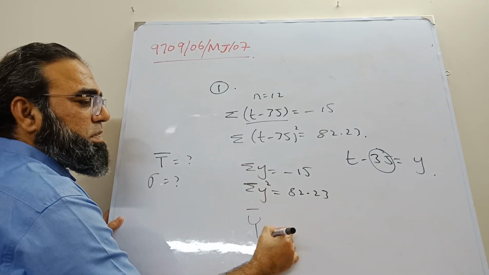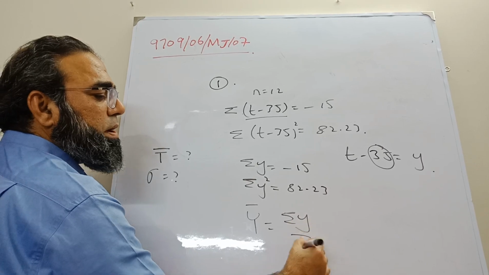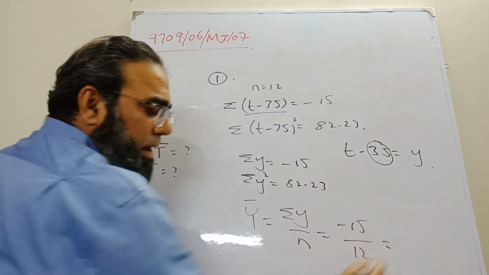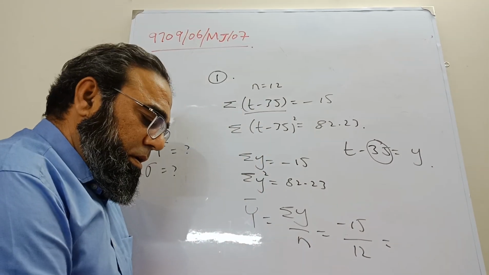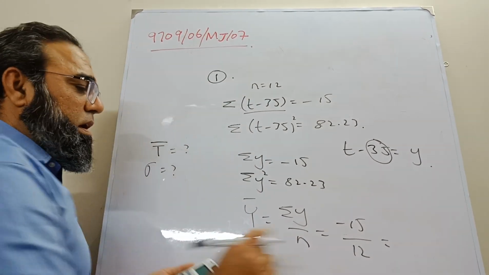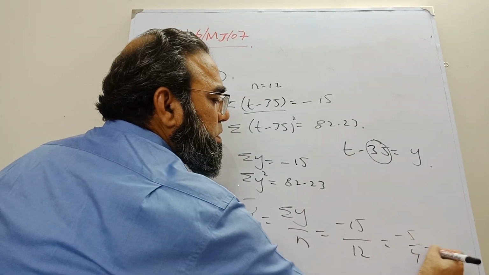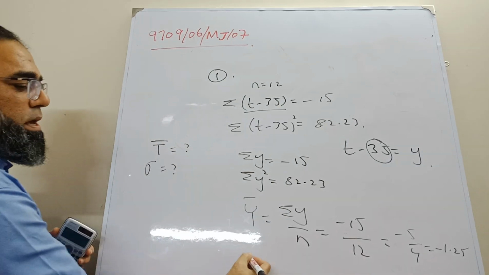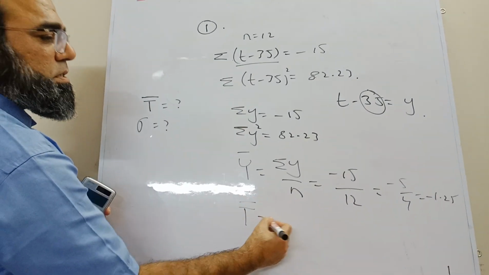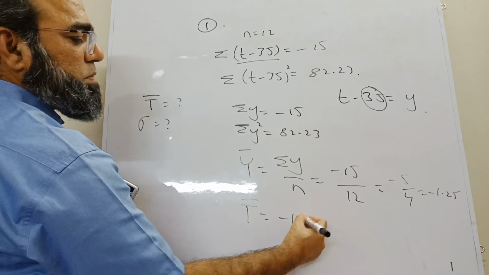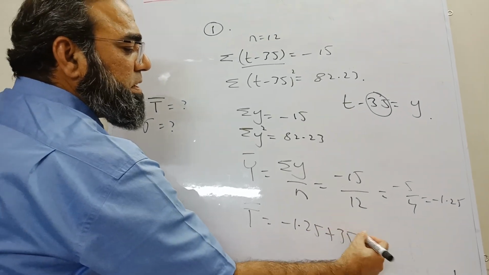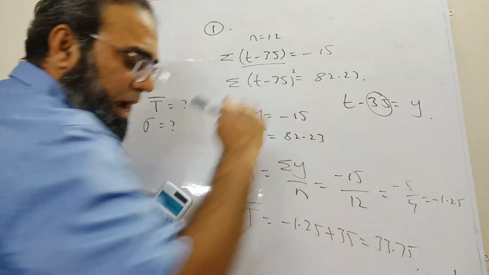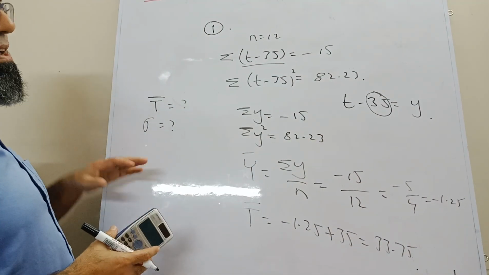The mean of this y is going to be sigma y over n, that is minus 15 over 12. Okay, so this minus 15 over 12, I can find this as minus 5 over 4, this is minus 1.25. Now the original mean would be, you will add this 35 into it, this is minus 1.25 plus 35, and that will be 33.75. That is the mean over here, the required mean.